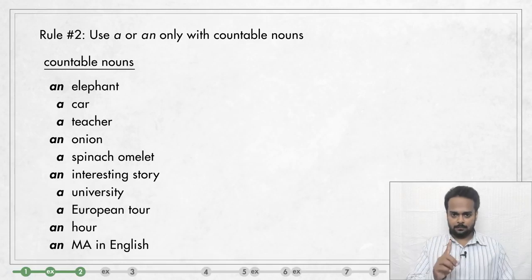Now, if you talk about one person or thing, like 1 elephant or 1 car, then that's called a singular noun. And if you say 10 teachers or 500 onions, those are called plural nouns.